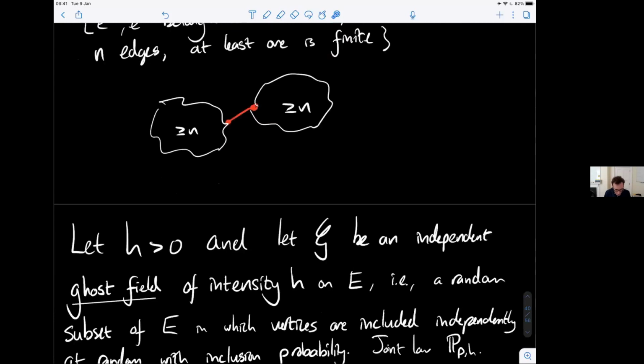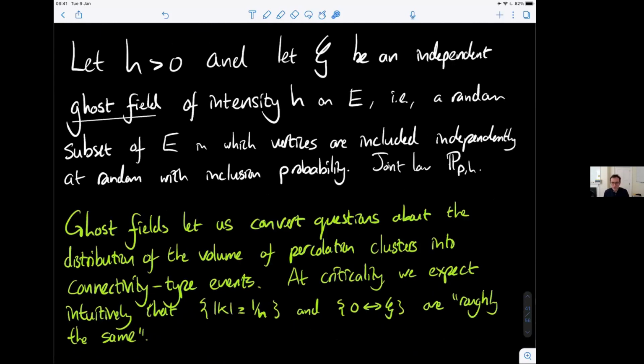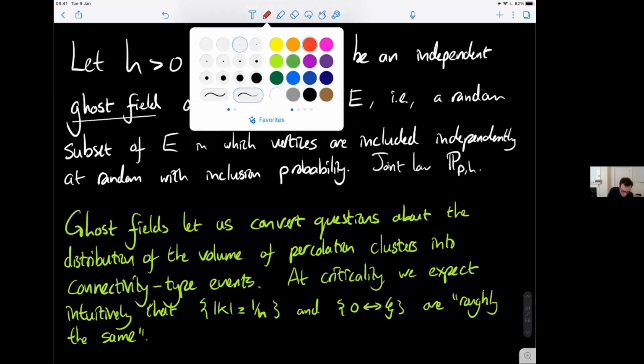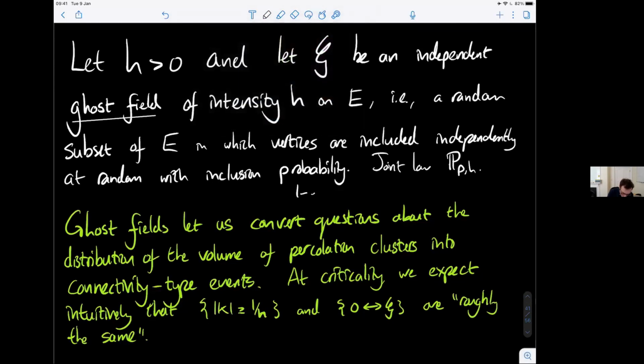Good. So the proof of this is going to use what's called the ghost field. What do I mean by that? We take our percolation configuration, and then independently we sample a ghost field on the edges of intensity h. That means we take a random subset of the edge set, independent of the percolation configuration, in which each edge is included with probability 1 minus e to the minus h, which is roughly h.